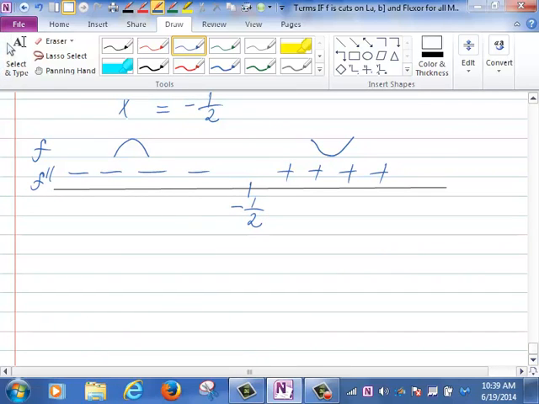What are the inflection points? Well, since the concavity changes at -1/2, that's the inflection point, right? So at -1/2, I have an inflection point, meaning that the concavity changes there. I guess that's all it was asking us to find, okay? In this question, they were not asking us to sketch the graph. Okay, that's all they were asking.